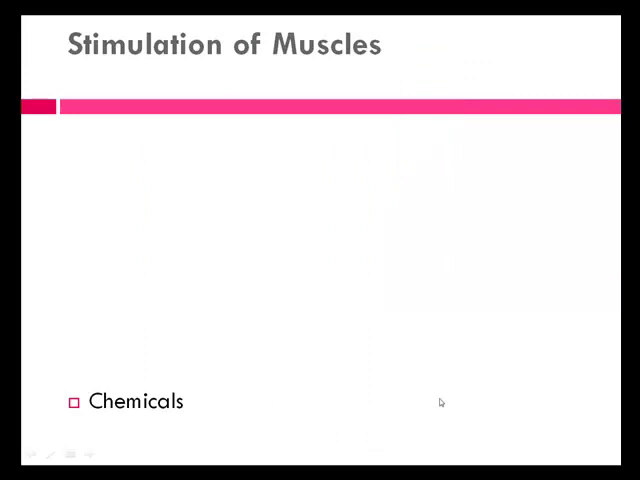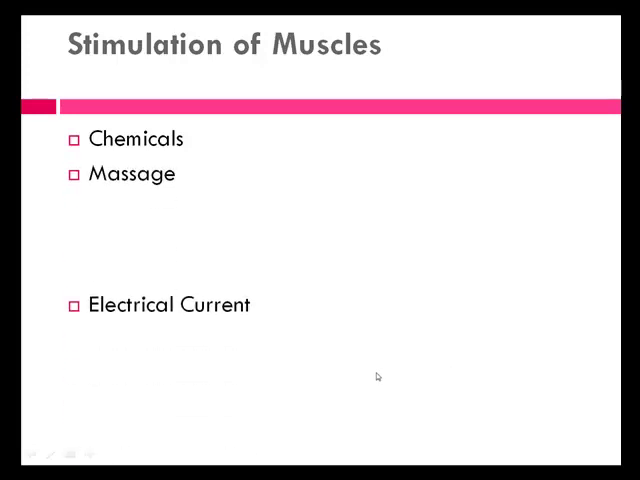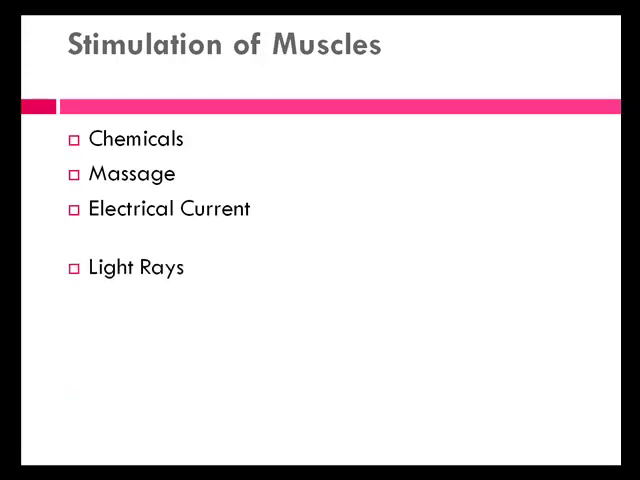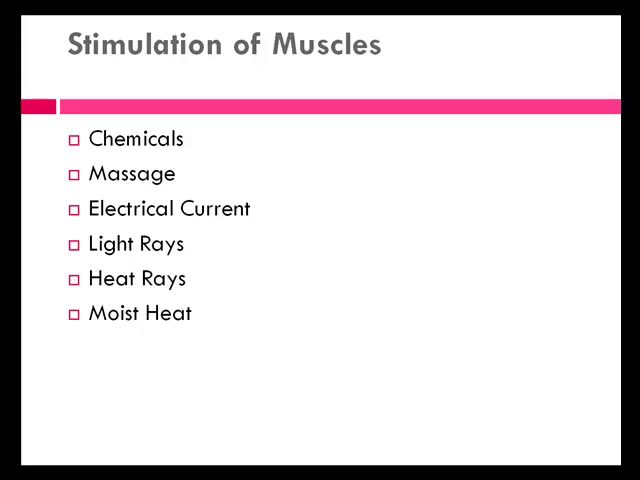Now, stimulation of muscles through chemicals. Chemicals can be different acids or Epsom salts, which help to release the lactic acid. Massage stimulates muscles as well as electrical currents. So we can put different currents on the tissue and we can contract them or stimulate the muscles. Light rays, different lights like LEDs, can stimulate the muscles. Heat rays as well. Heat relaxes the muscles. We have moist heat, so saunas or warm baths.